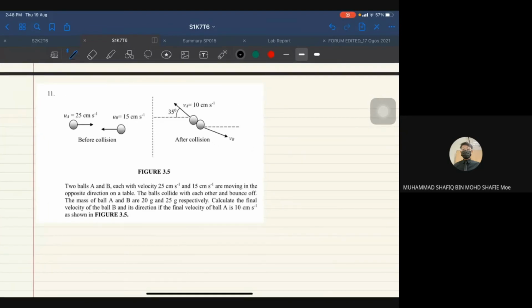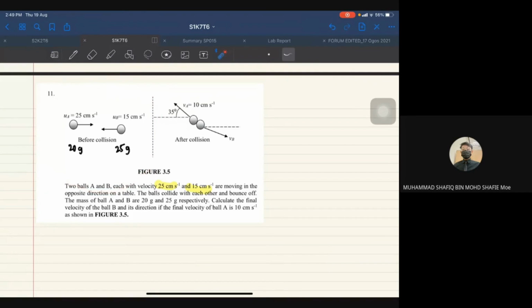Anyway, 2 balls A and B, they give you the velocity there. They even draw it for you, in centimeter per second. I can leave everything in centimeter per second, it's not a problem. The final answer will be in centimeter per second as well. Then the balls collide with each other and bounce off. The mass of A is 20 and B is 25. Again, I can leave this as gram, and the final answer for mass will be in gram as well. Calculate the final velocity of ball B and its direction if the final velocity of ball A is 10 centimeter per second. For the initial before collision, there's no problem.